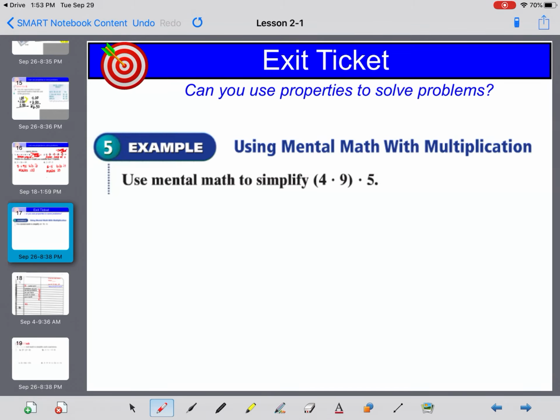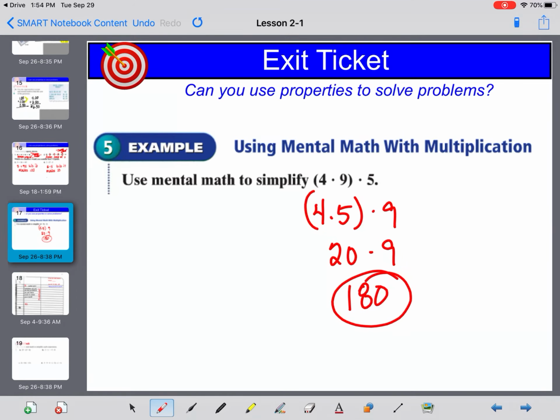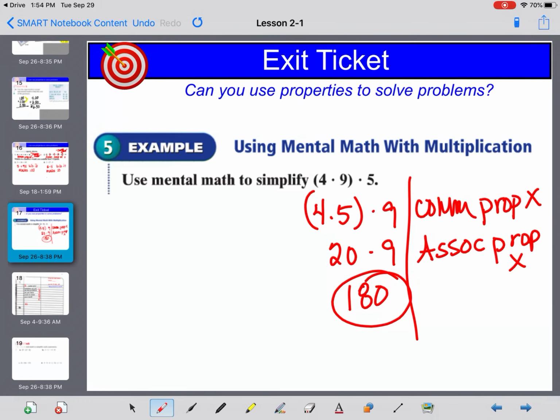Okay, the last example. Use mental math. Pause the video, make sure you can do this. If you cannot do this problem, you need to come into a morning meeting or get some extra help. Okay, let's check this one over. Hopefully you rearrange this to be 4 times 5 times 9. 4 times 5 is 20 times 9. 20 times 9 gives me 180. This one right here, when I changed the order, was the commutative property of multiplication. Then I grouped the 4 times 5. That was using the associative property, again, of multiplication.